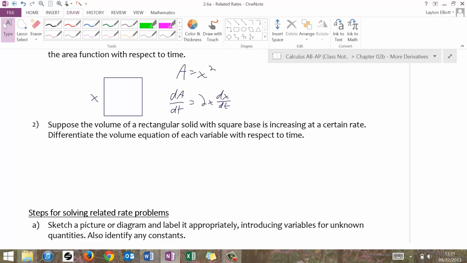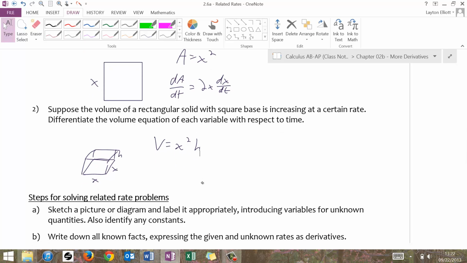Suppose the volume of a rectangular solid with square base is increasing at a certain rate. If it has a square base, it's going to look something like this, where we have x, and then our height is an unknown, so that's a height of h, and volume would be x squared h. Differentiating the volume with respect to time, dV/dt equals, using the product rule, the first times the derivative of the second, x squared dh/dt, plus the second times the derivative of the first, 2x h dx/dt.